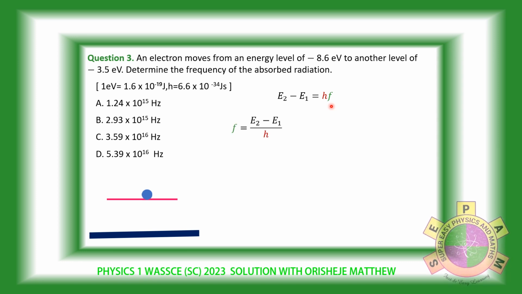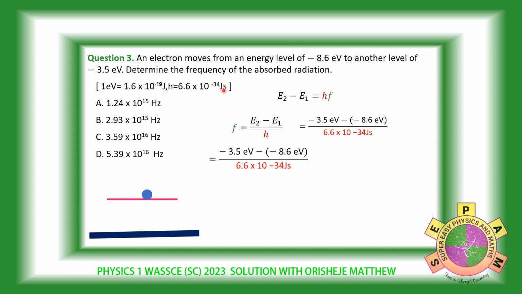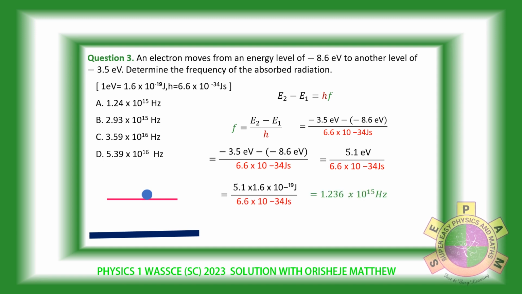So with that, make frequency the subject of the formula, substituting. Then remember that 1 electron volt is equal to 1.6 times 10 raised to the power -19 joule. So making that substitution, the frequency of the radiation is going to be 1.24 times 10 raised to the power 5. So A is the answer to this question.